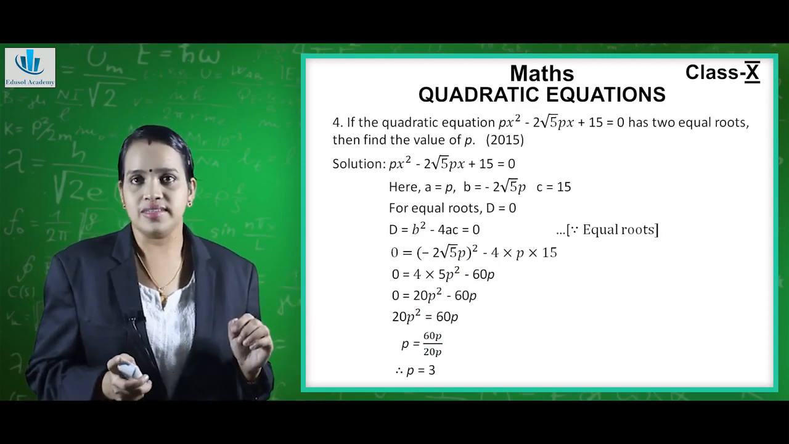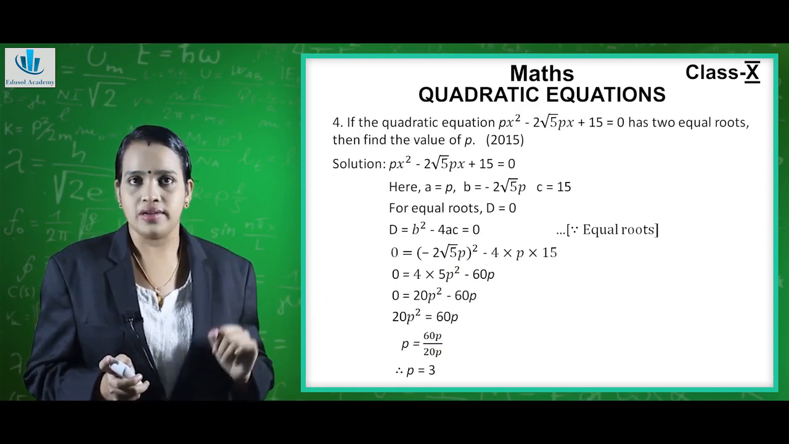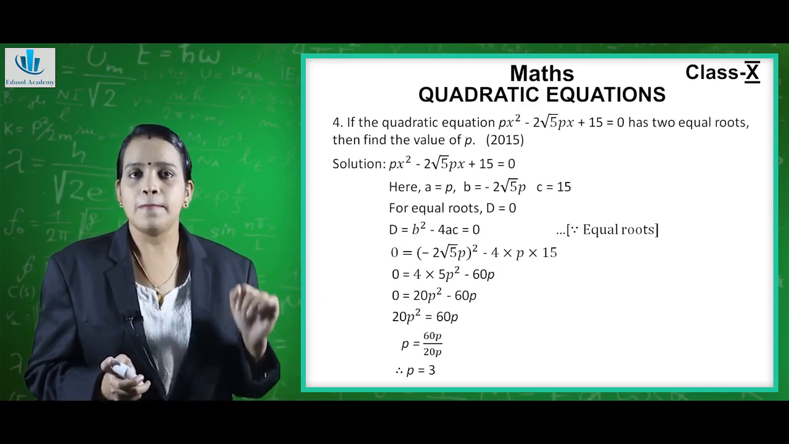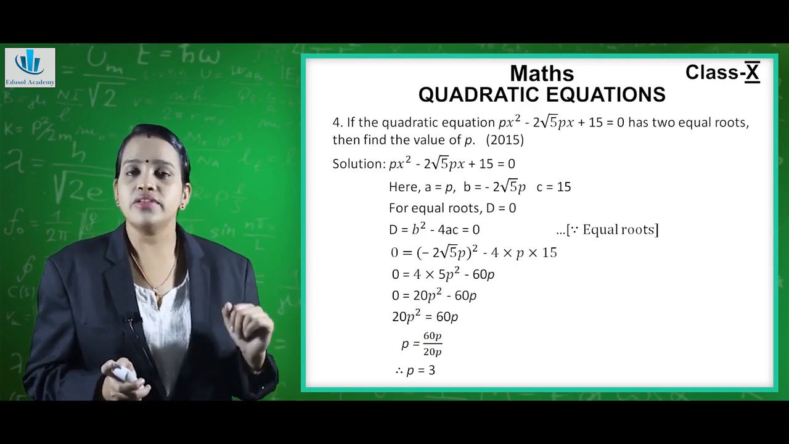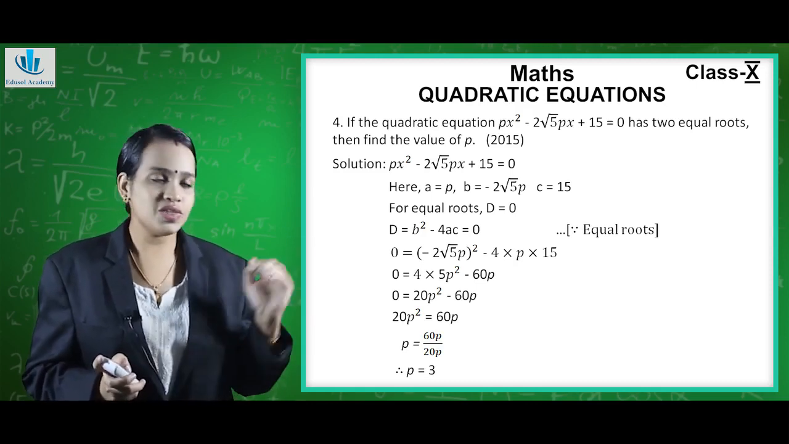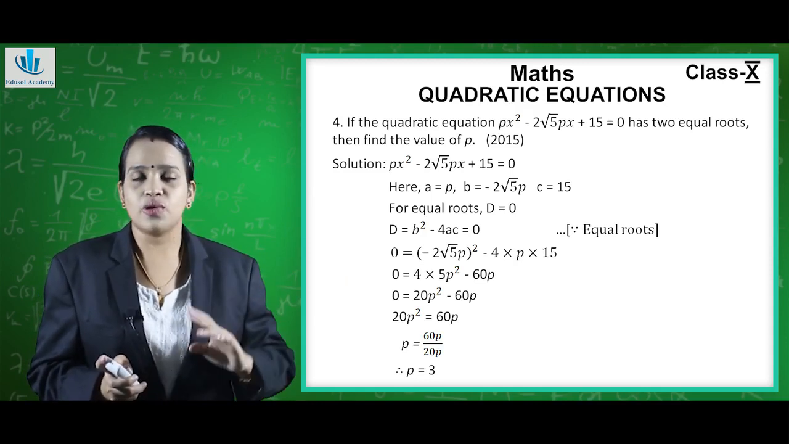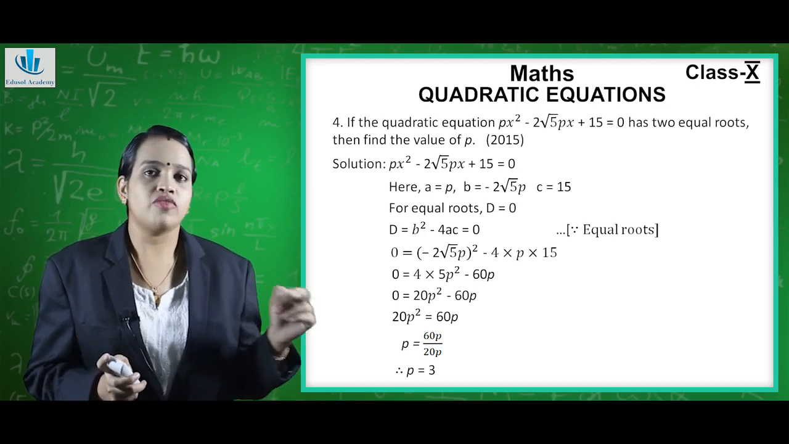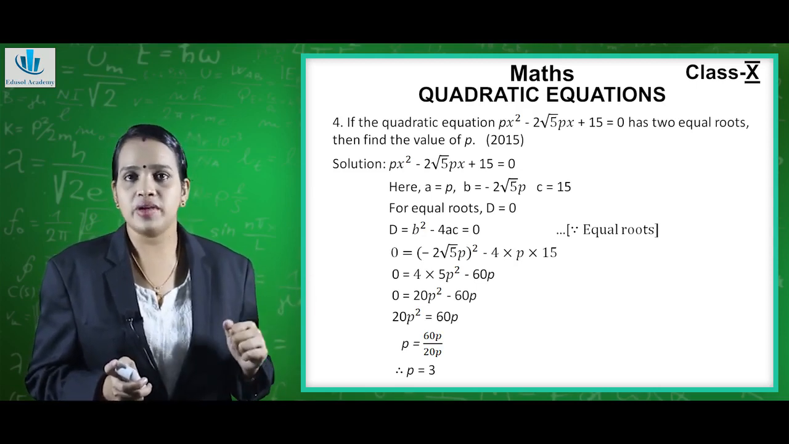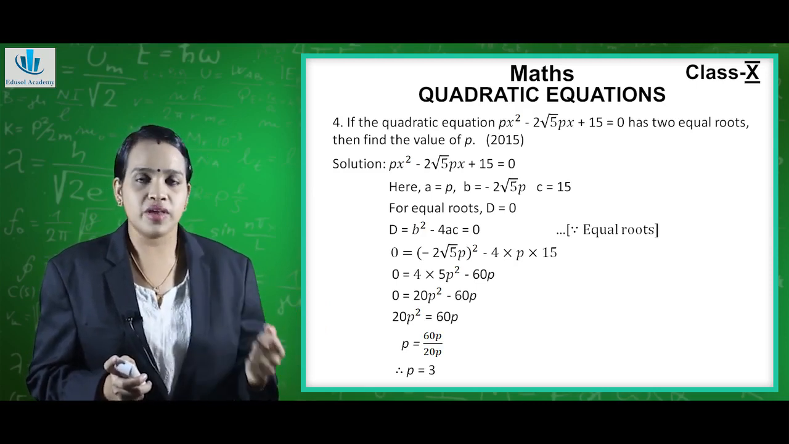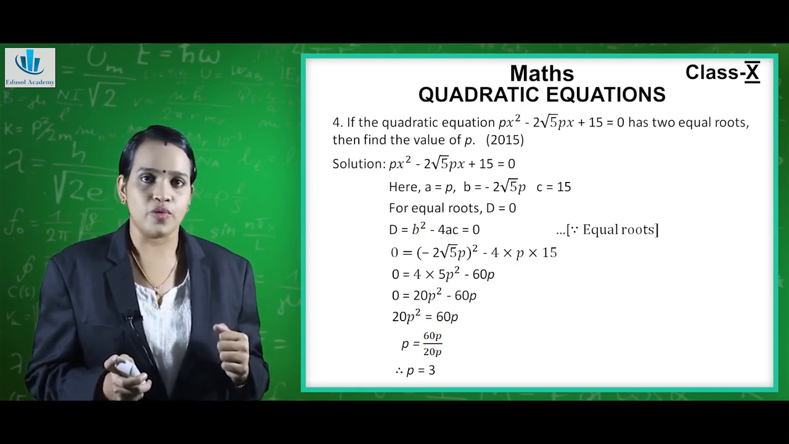Now, our next question is, if the quadratic equation px raised to 2 minus 2 root 5 px plus 15 is equal to 0 has two equal roots, then find the value of p. Now, this question has appeared in the year 2015. Here it is said that this equation has two equal roots and we have to find the value of p. Now, we can say that our a will be equal to p, our b will be equal to minus 2 root 5 p, and our c will be equal to 15.